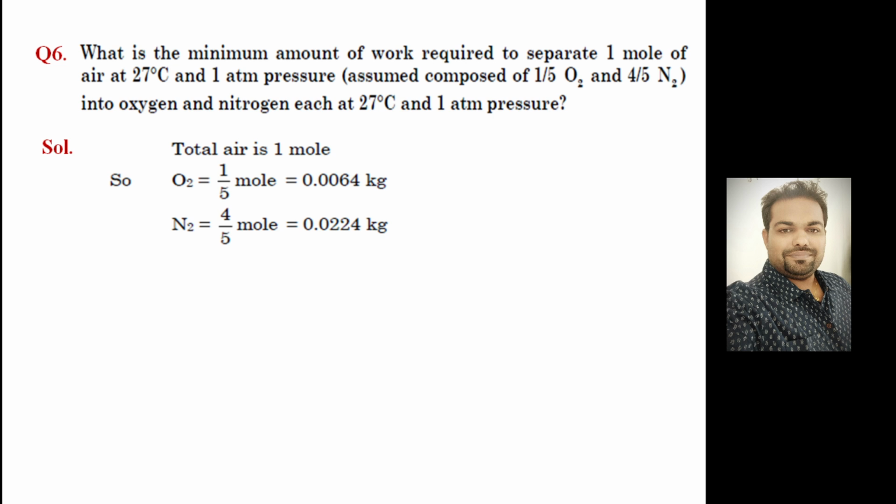First of all, we will find out what is the total content of O2 and N2. It is clearly given: 1 by 5th of O2 and 4 by 5th of N2 in the total mole. So we can say the mass of O2 is 1 by 5th of 1 mole, which comes to around 0.0064 kilogram. And the mass of N2 is 4 by 5th of 1 mole, which comes to around 0.0224 kilogram. So directly you can calculate these two values.